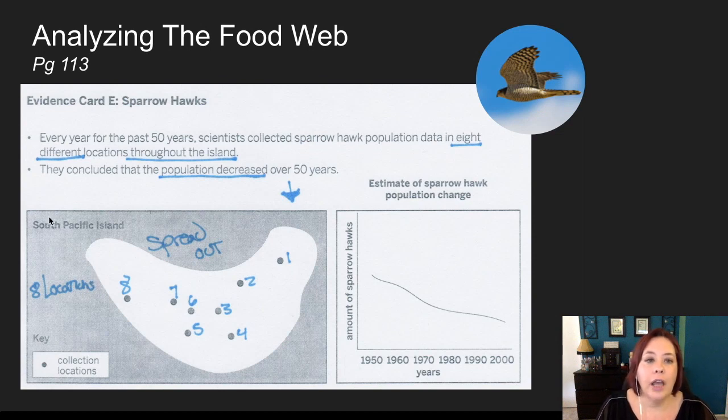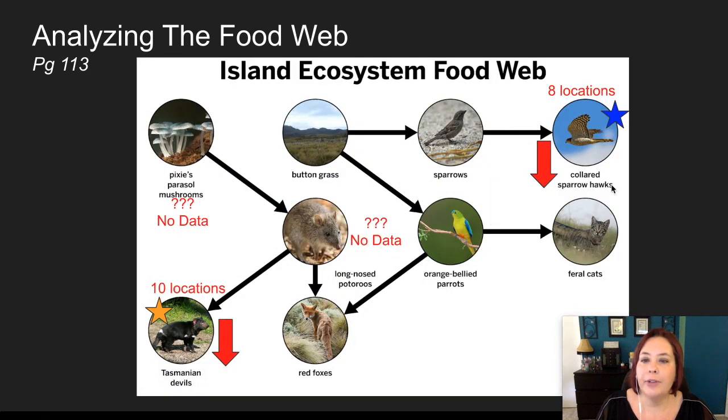And once again, the scientists collected data from 8 different locations. It's spread out all over the island, and they concluded that the population decreased over 50 years. So I've got my little arrow here, and you can see on the graph how it's decreasing down. And so on my food web, I went ahead and annotated, put a big arrow down. I indicated that scientists took it from 8 different locations. And once again, I went ahead and starred this piece of evidence. Not as many locations as the Tasmanian Devil. Tasmanian Devil had 10, but still a good amount of data collection locations.